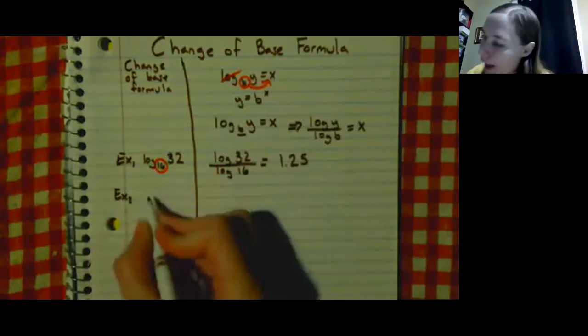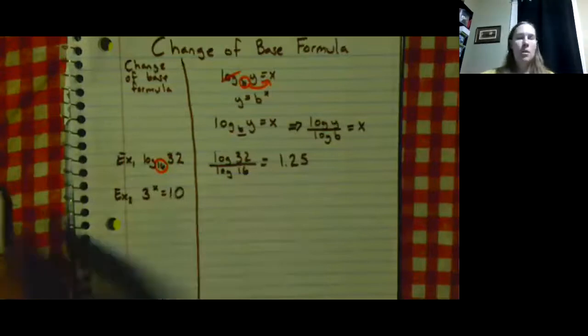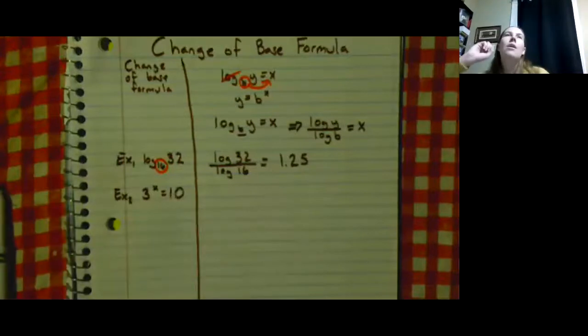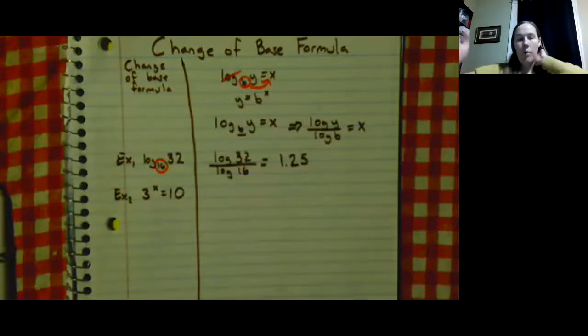So say we have 3 to the x equals 10. Well, thinking in my head, I know 3 to the 1st power is 3, 3 squared is 9, 3 cubed is 27. Wait, what about 10? Well, this is going to be a decimal. So we have to solve.